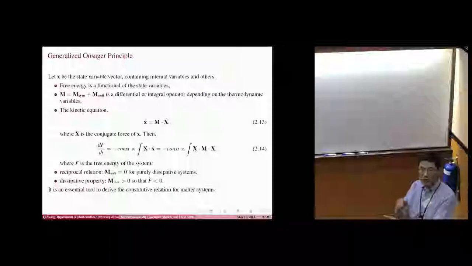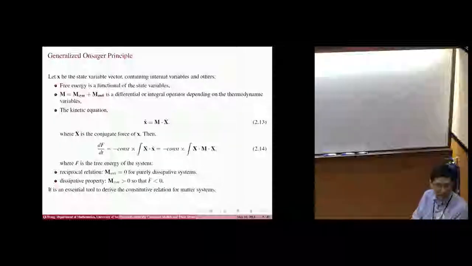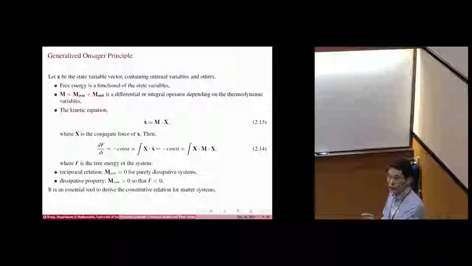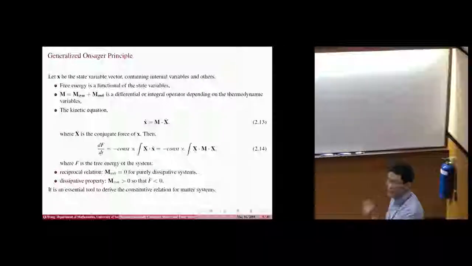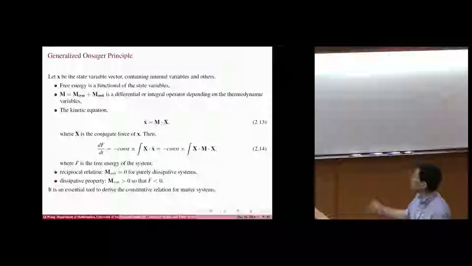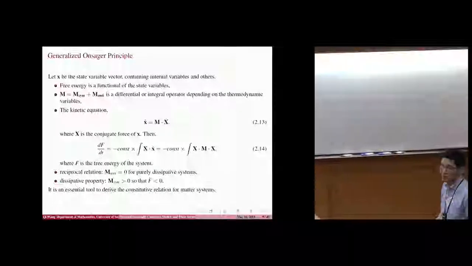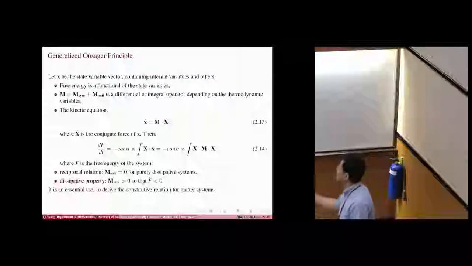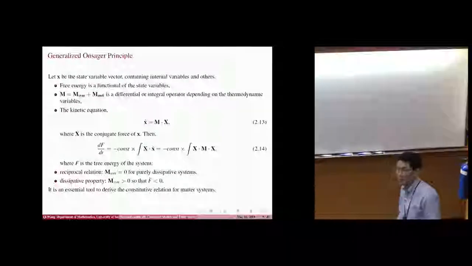You can also formulate the same thing using entropy. The free energy is equal to the internal energy minus T times entropy. Therefore, you can reverse the sign for entropy. And then for entropy, you always have dS/dt positive if M is a positive definite operator.